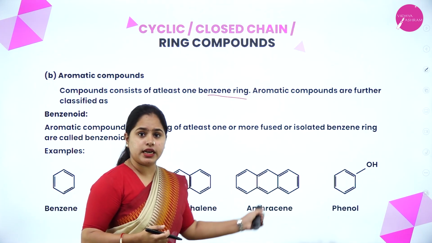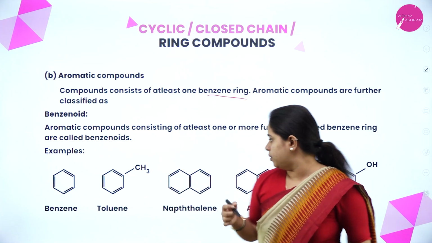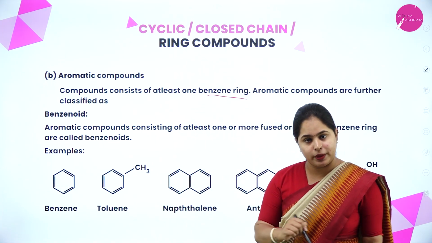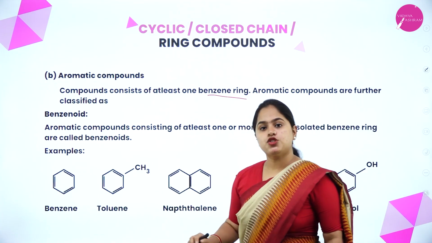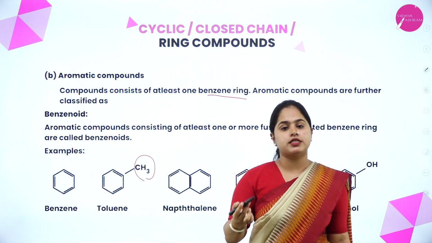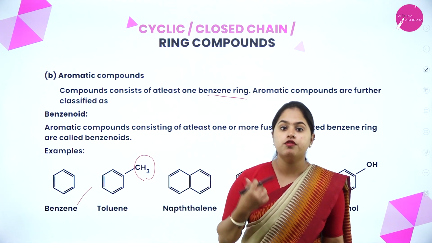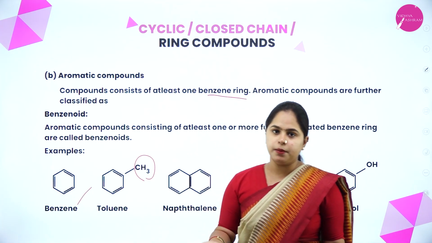Now anthracene, 3 benzene rings attached together, fused together. That is anthracene. Now this is naphthalene, 2 benzene rings together. Now next one is toluene. On a benzene ring, if there is a CH3 group, a methyl group, present, that is called toluene. Then your benzene, all these are examples of benzenoid compounds containing benzene rings.